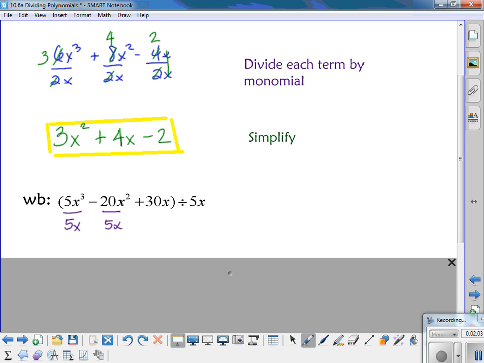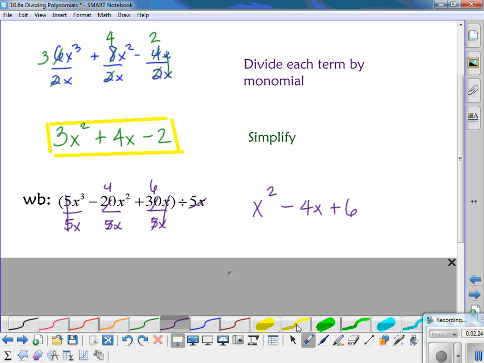Okay, so we divided each one by 5x. Looks like most of you got it. A couple of you made mistakes at first, but then you fixed it. Okay, so for the first one, we just had x squared. 5 goes into 20 4 times. So we have minus 4x. And then 5 goes into that 6 times. The x's get canceled out. And so the final answer was x squared minus 4x plus 6.